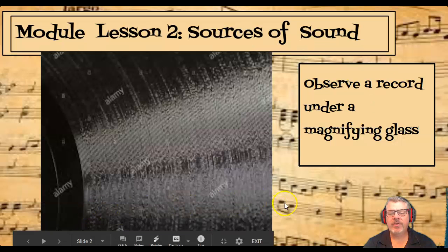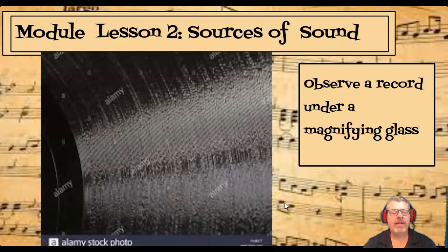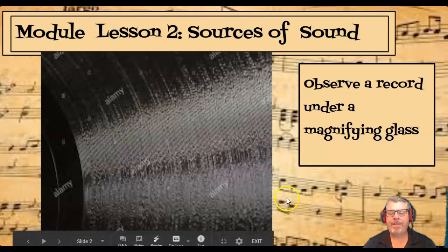And what they want you to start off by is they want you to take a look at a record, but they want you to look at it closer underneath a magnifying glass and make some observations. So you want to take a couple seconds, look at the patterns that you see in the vinyl and describe them.